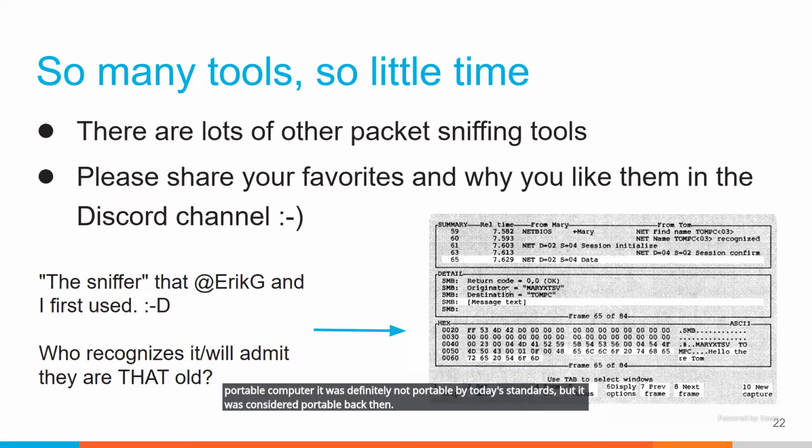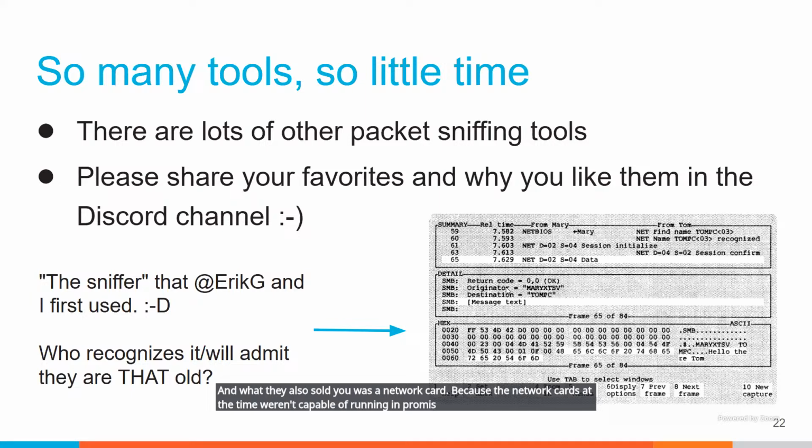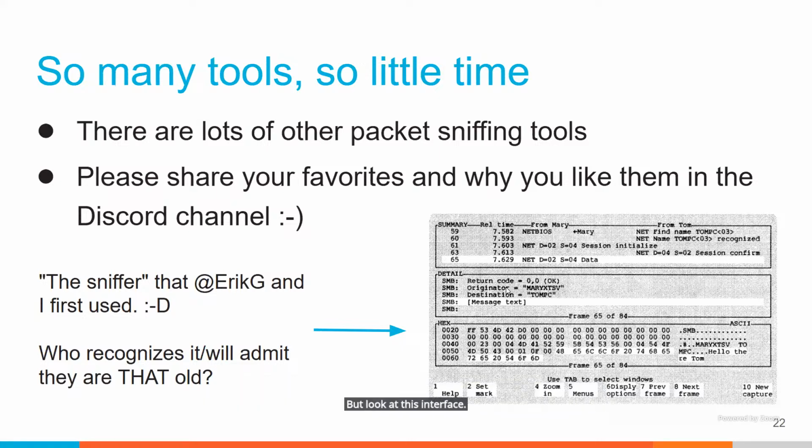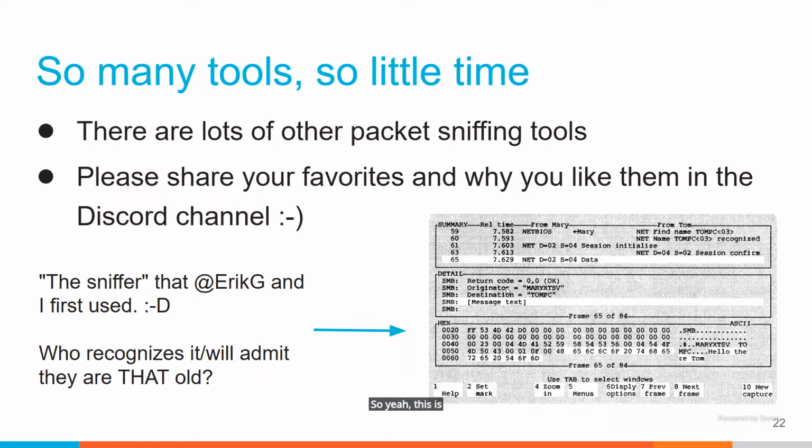And what they also sold you was a network card, because the network cards at the time weren't capable of running in promiscuous mode and being able to grab packets. And they also used it as part of their license keys and the whole bit. But look at this interface. It's not that different from what we were looking at in Wireshark, but it's certainly not as good as what we had in Wireshark either by a long shot. So yeah, this is where we started.